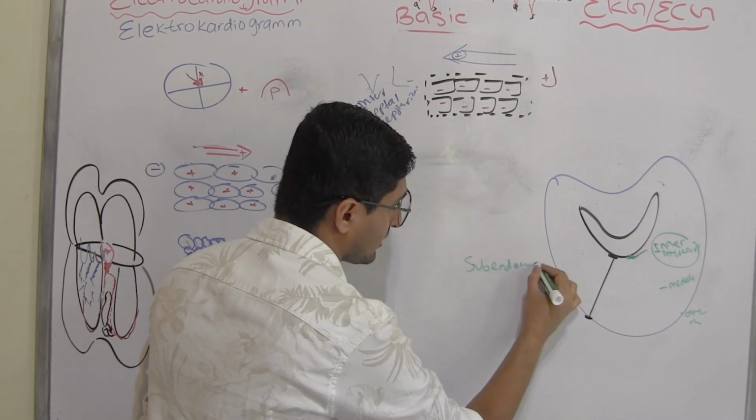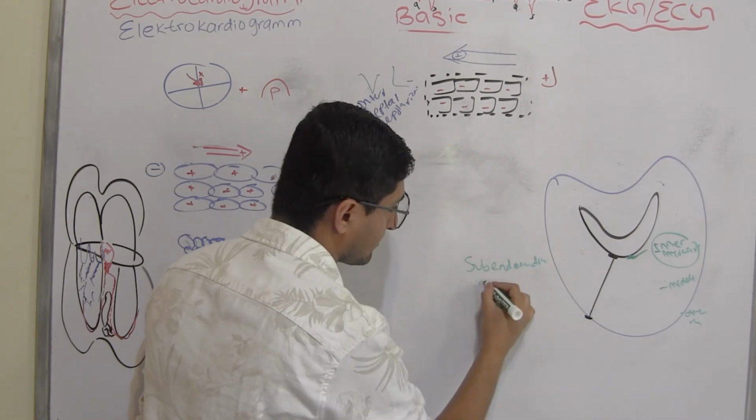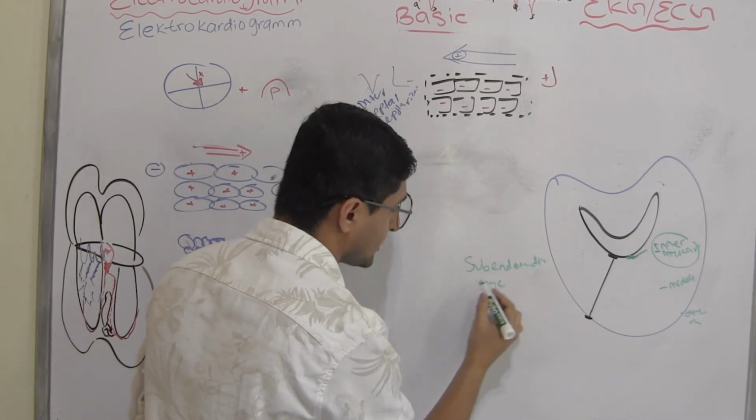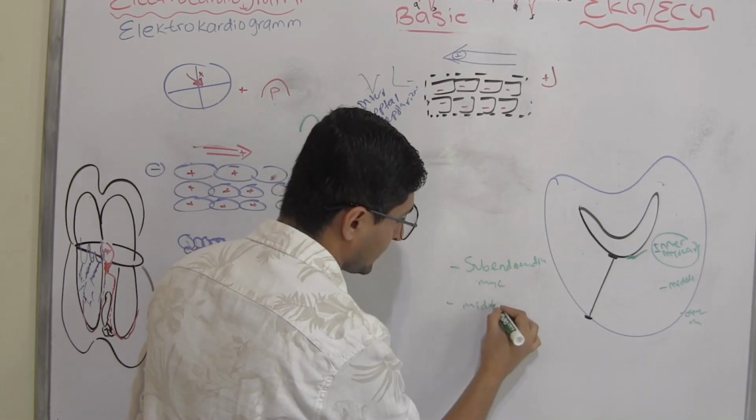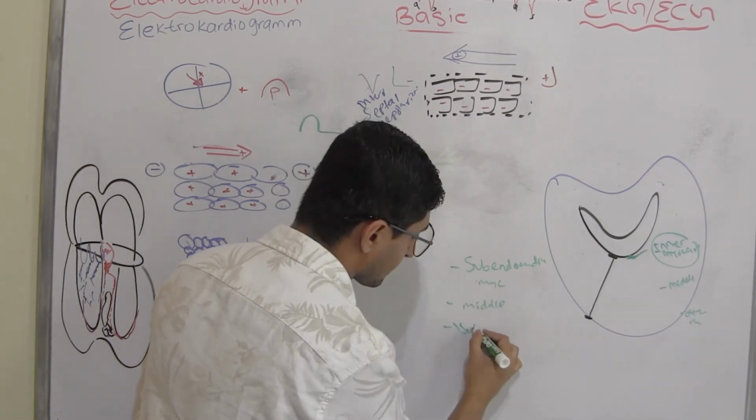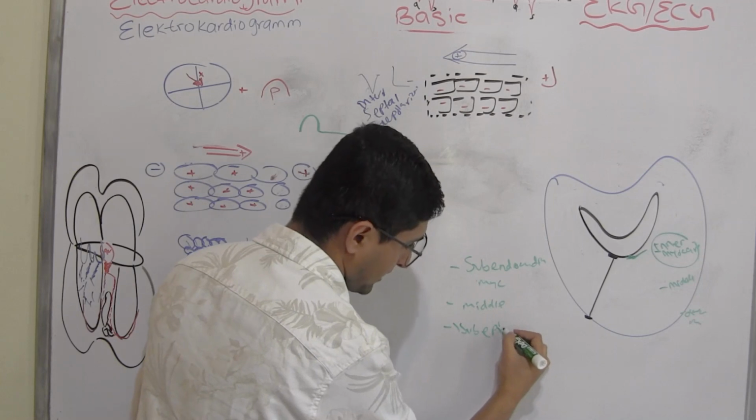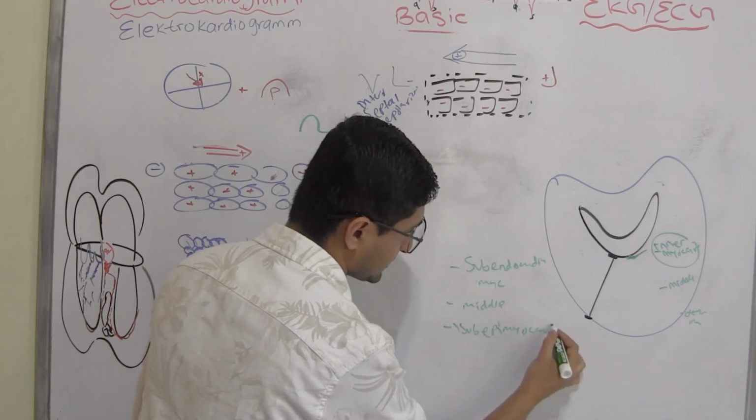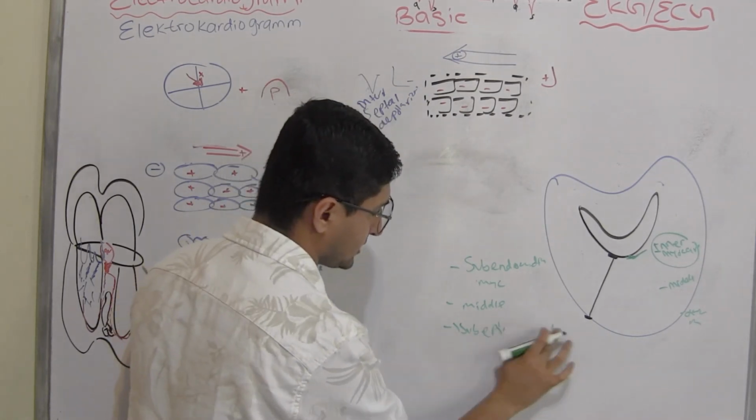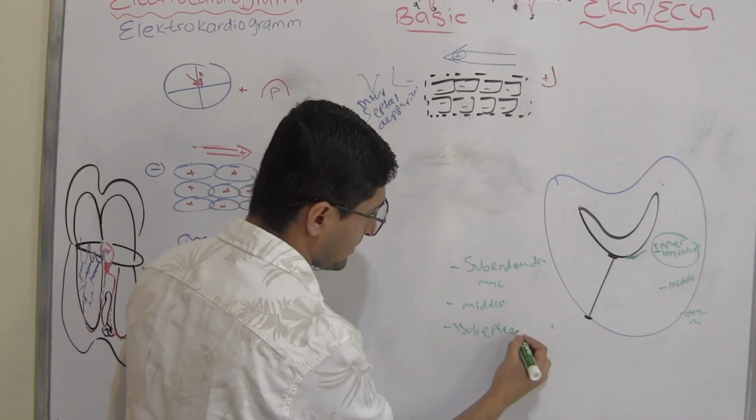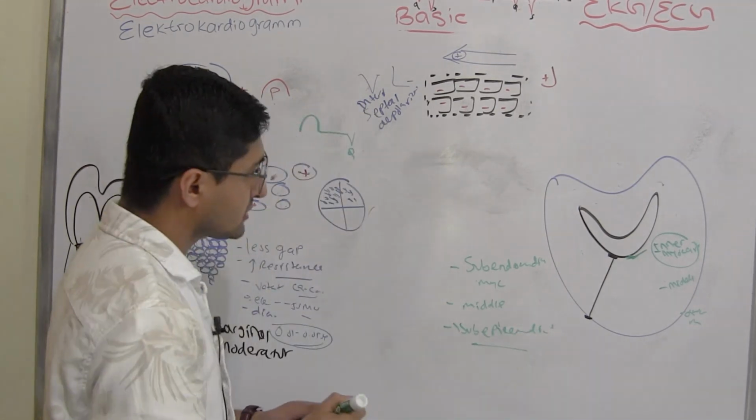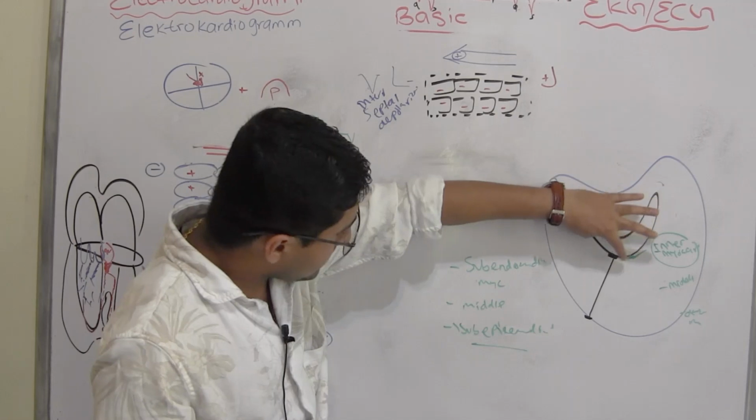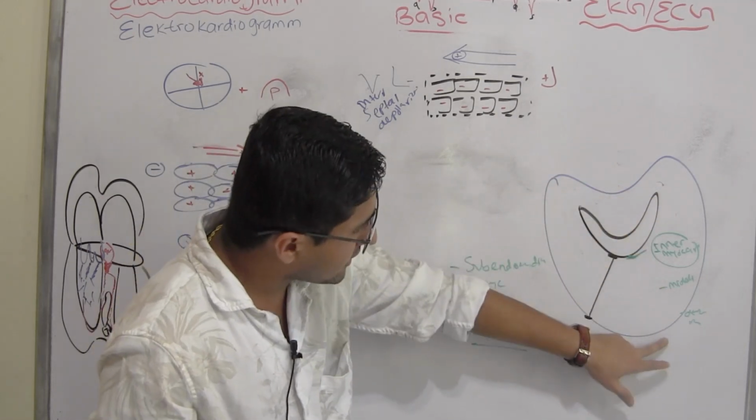Or we could simply call this the endocardial myocardium, right? Endocardial myocardium, whatever it is. And then there's a middle myocardium, right? And then the epicardial myocardium. Yeah, epicardium, yes, epicardium. Okay, so the subendocardial, the middle myocardium, and then the outer myocardium.